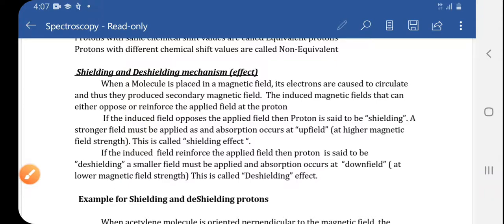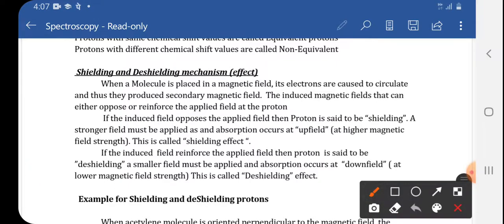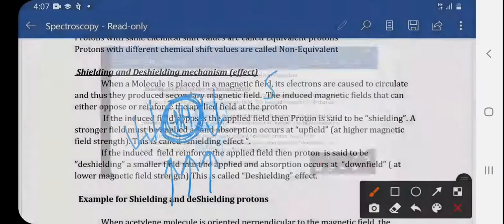Okay, once again I explain clearly: this proton has the secondary magnetic field, this is the secondary magnetic field, and we have the external magnetic field. If the induced magnetic field is opposite to the external magnetic field, then this proton is said to be shielded.